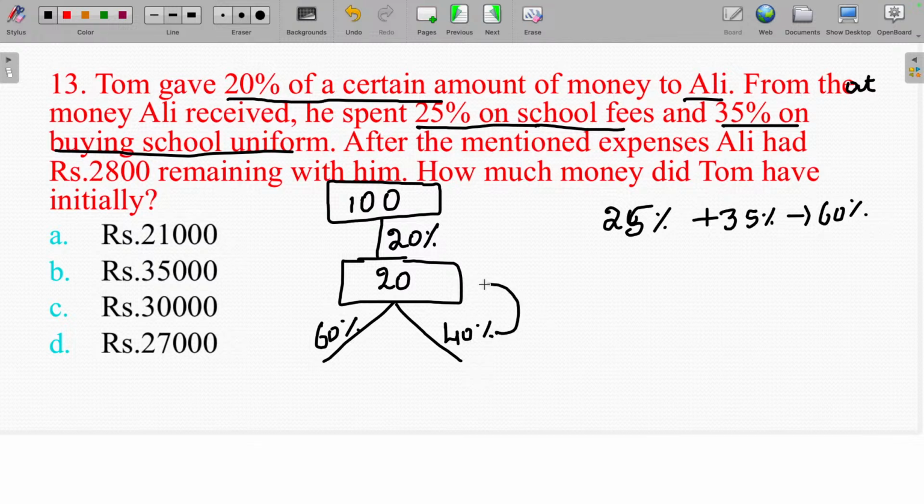What is 40% of 20? This is the remaining amount. What is 40% of 20? 8 rupees. 8 rupees is equal to 2800. Then I need to find out, the question they have given: how much money did Tom have? Tom had how much amount at the start? 100 rupees. I need to find out 100 rupees is equal to how much. Solve this at least and tell me the answer. So 3500. Yes, good.